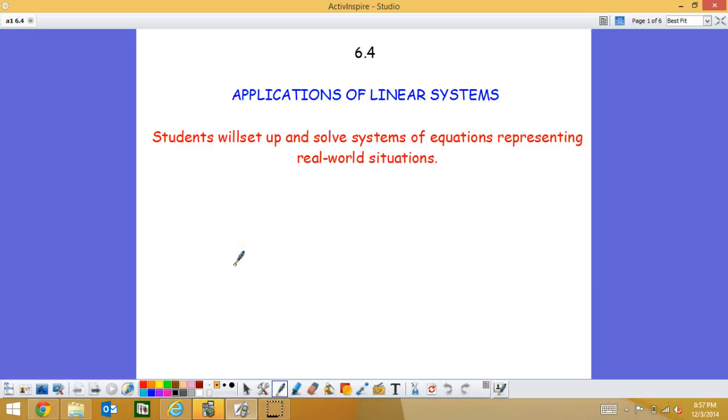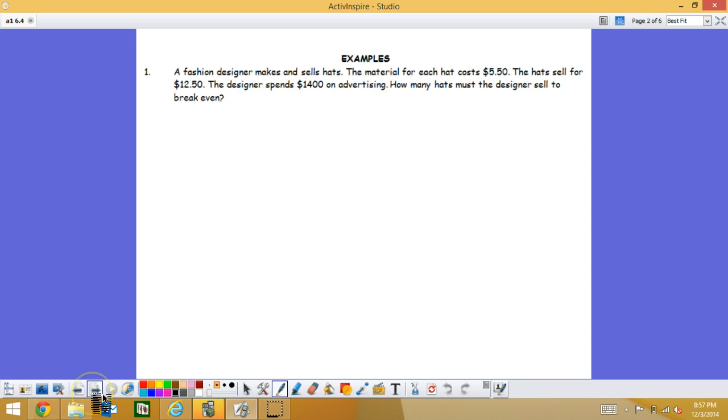Okay, today we're going to talk about applications of some of these linear systems, and you guessed it, more word problems. Lucky you guys. So we're going to just go ahead and jump right in with some of these word problems. And these are in the 6-4 examples.